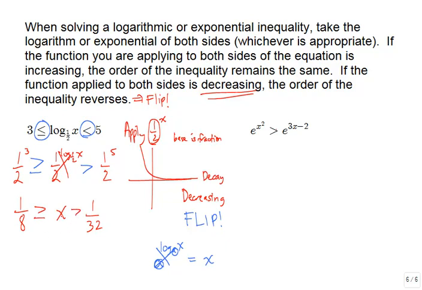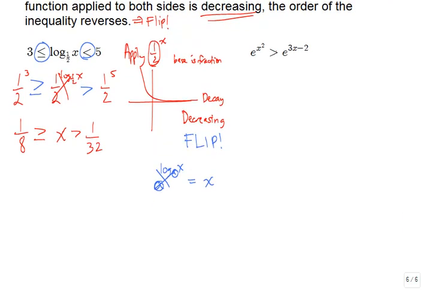Now this would be our answer, but mathematically it doesn't look so great because in mathematics we always like to have the smaller number on the left and the larger number on the right, and 1/32 is smaller than 1/8. So I'm going to flip this around just to make it look a little bit nicer. Put the 1/32 on the left and the 1/8 on the right.